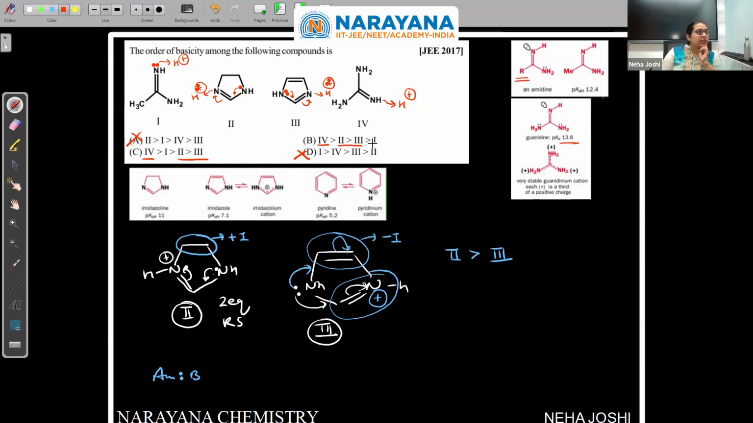Now I have to just decide location of 1. And here data are also for your final conclusion. See, imidazoline, that is this one, pKh is 11. This one is 7.1. So very clear, this is much better base than this. Okay. And it is clear that amidine is going to be strong. So 1 here. But why it is strong? Why I thought that it should be stronger than 2. That I will explain.